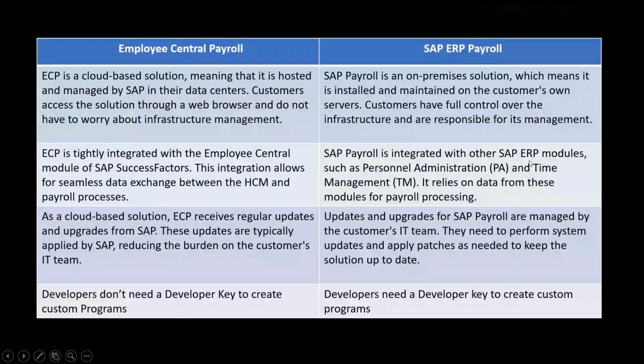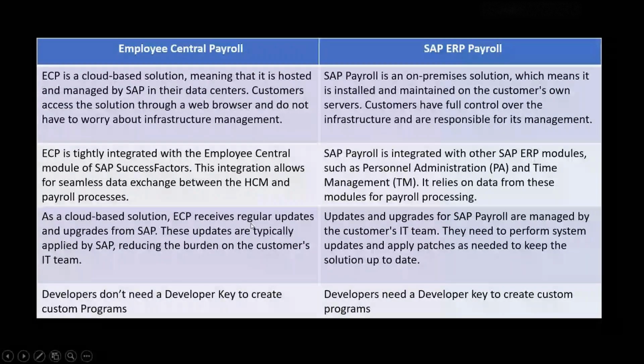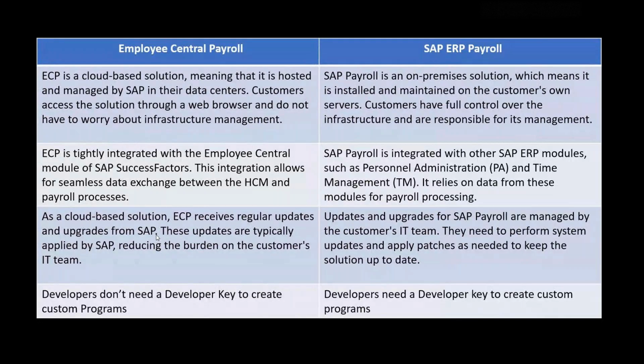As a cloud solution, ECP receives regular updates and upgrades from SAP. Like SP upgrades, legal changes or any kind of module-specific changes are automatically updated. As a cloud-based solution, we just have to tell SAP that we are going on that upgrade path, and they will take care of the upgrades. So the customer does not have to rely on their own team. You can directly raise an incident to SAP that we need such and such support pack to be implemented in our ECP system, and SAP will have to do it. So it is owned by SAP.